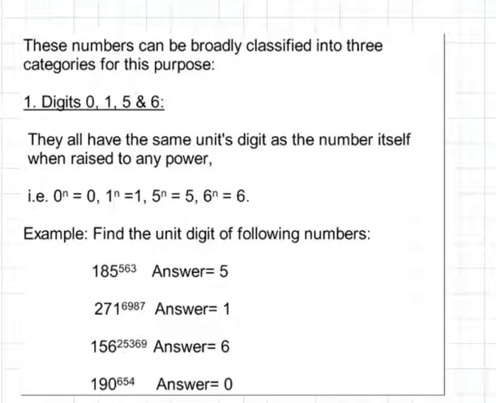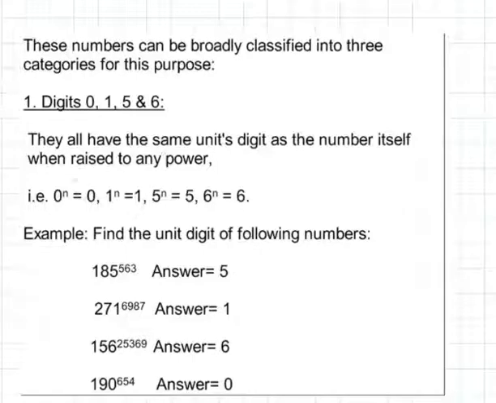Here, these numbers can be broadly classified into three categories. As I said, we look at the units digit, that is the last digit. We are going to see, when the number is ending in 0, 1, 5 or 6 and raised to any power, how the number is going to change. This is one category. The other category is 2, 3, 7, 8. Then one more category is 4 and 9. So we'll see them one by one.